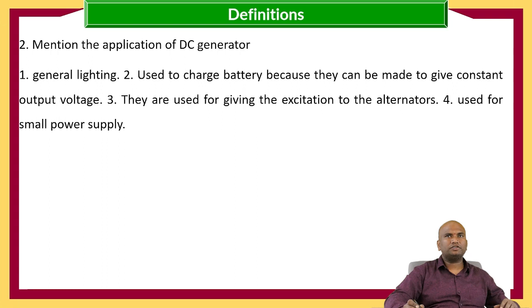Mention the applications of DC generator. DC generator is nothing but a machine which converts the mechanical energy into electrical energy. So we are getting the output from the generator as electrical energy, where we are going to use the DC electrical energy.